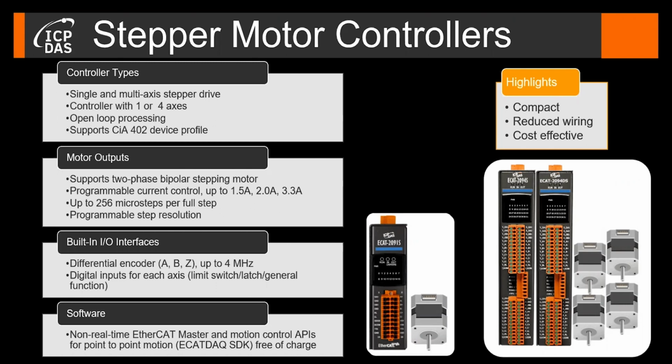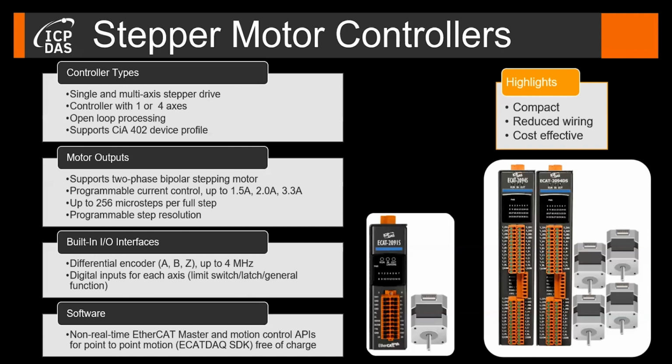The main controller features: it is a 2-phase bipolar stepper driver and is designed to operate in open loop. Depending on the controller type, a maximum motor coil current of 3.3 amperes per phase is supported. High microstep resolution allows smooth and precise motor operation. The controller comes with an integrated incremental encoder to determine the real motor position, and DI channels for position latch and hardware limit stop switches.